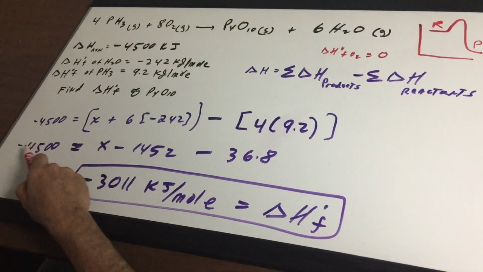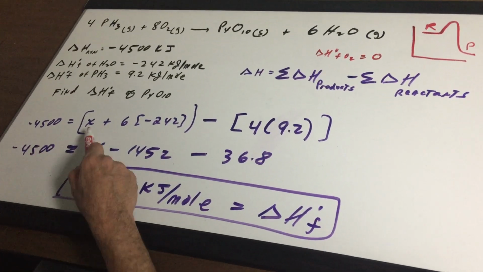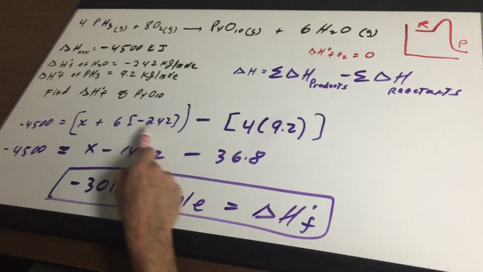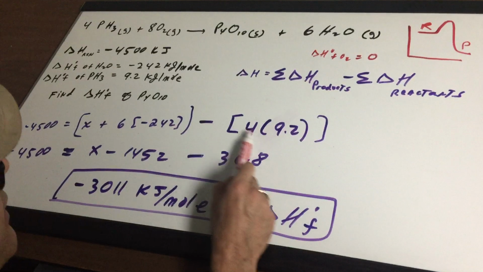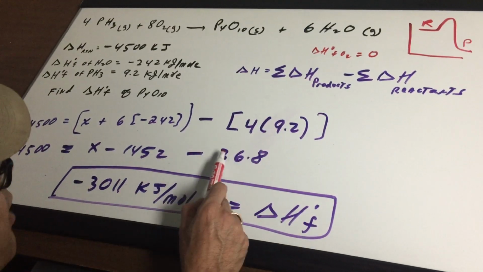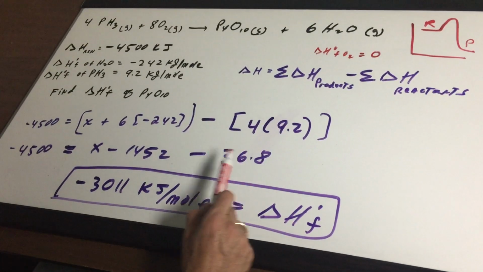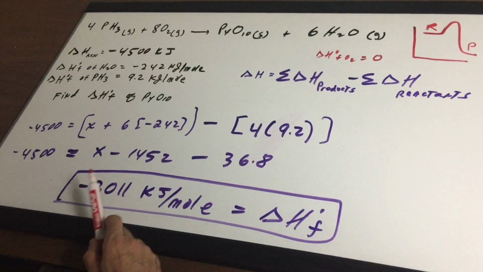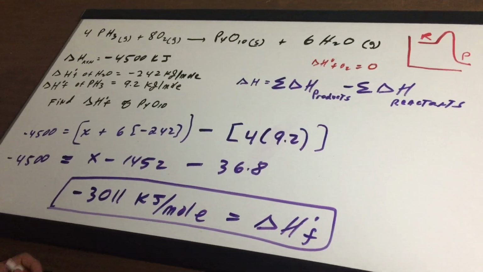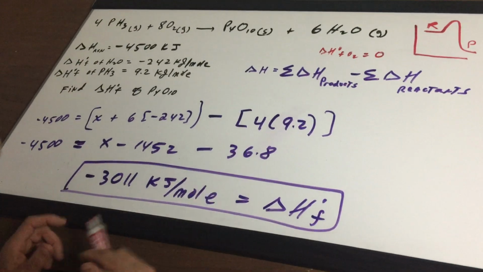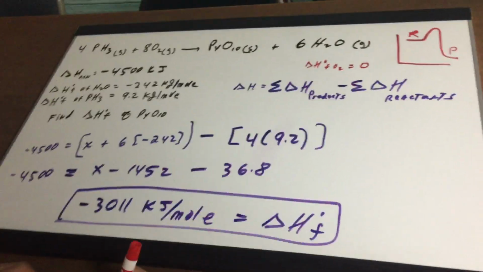You plug the numbers in, so we get minus 4,500 equals X. This comes out to be minus 1452, minus, on the DAT, the numbers will work much nicer, minus 36.8. Then what I would do is bring this and this to the other side and solve for X, and we get minus 3011 kilojoules per mole. All right, let's try one more.